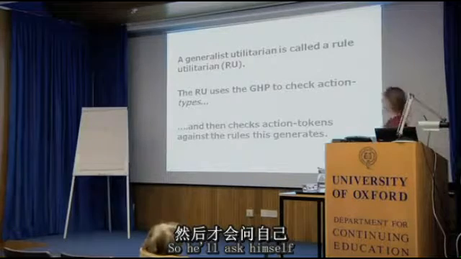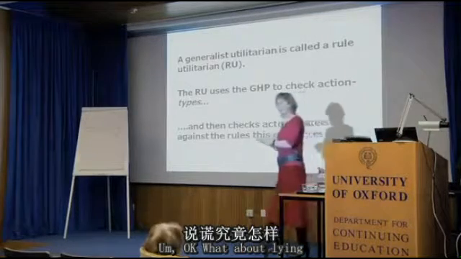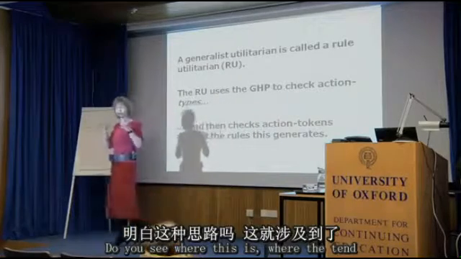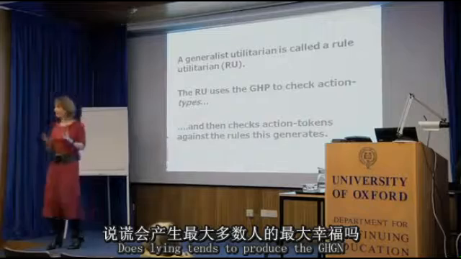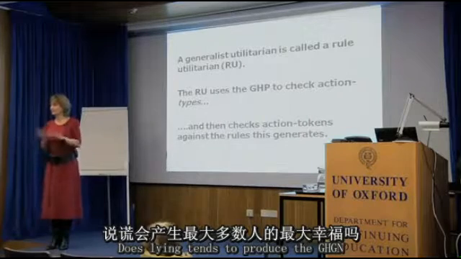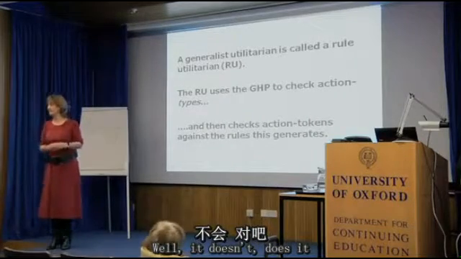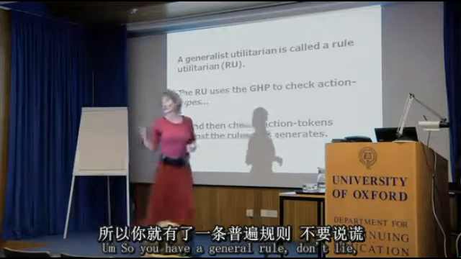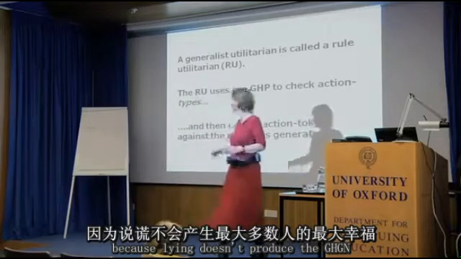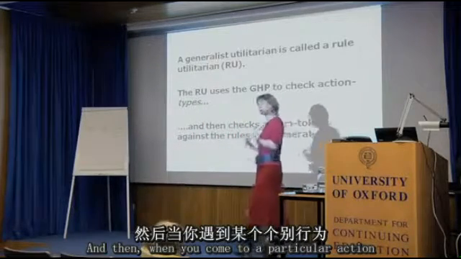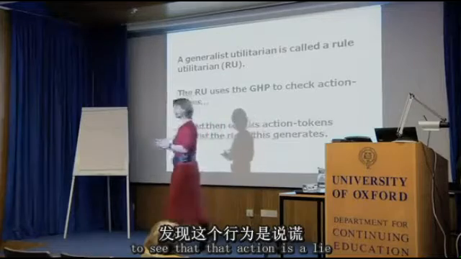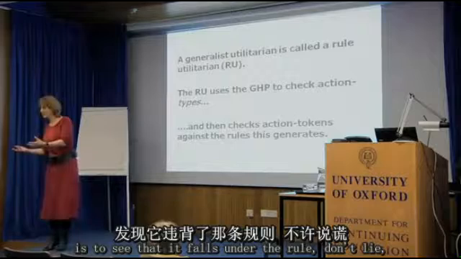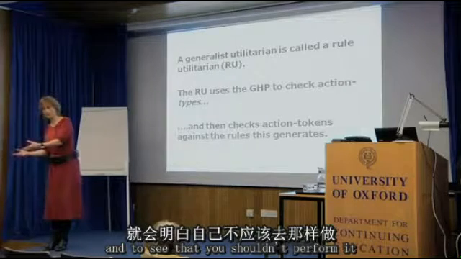So he'll ask himself, okay, what about lying? Does lying tend to produce, do you see where the "tend to produce" comes in, the greatest happiness of the greatest number? Well, it doesn't, does it? So you have a general rule, don't lie, because lying doesn't produce the greatest happiness of the greatest number. And then, when you come to a particular action, to see that that action is a lie is to see that it falls under the rule don't lie, and to see that you shouldn't perform it.